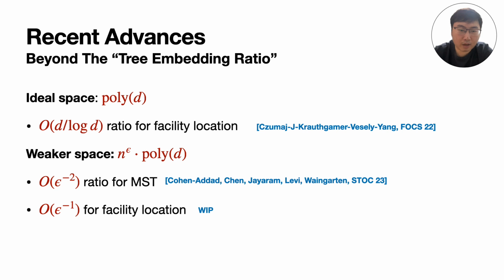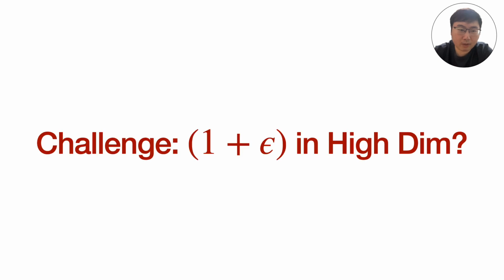If we use the ideal poly D space, then we obtain order d over log d approximation for facility location. And if the weaker n to the epsilon space is allowed, then even constant approximation for both MST and facility location can be obtained. However, all this progress can only give constant approximation at best, and it is interesting to see whether one can do 1 plus epsilon approximation for fundamental problems in high dimension.